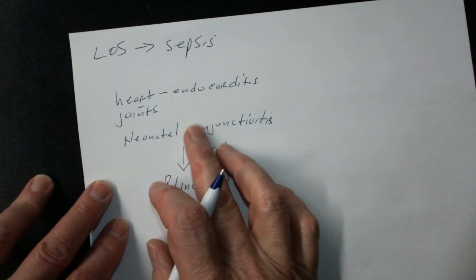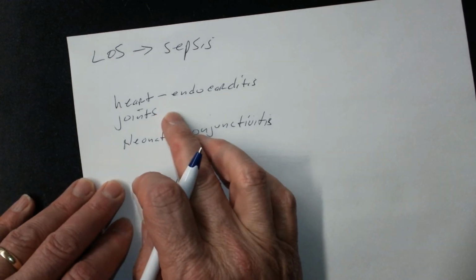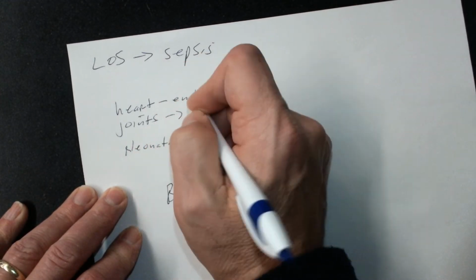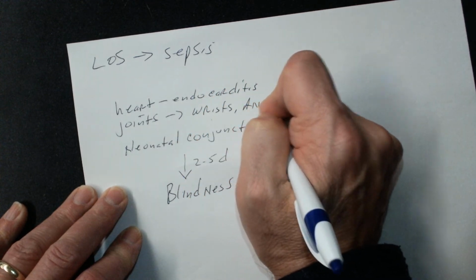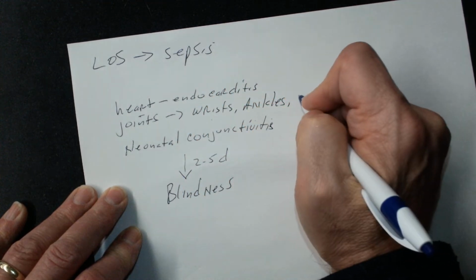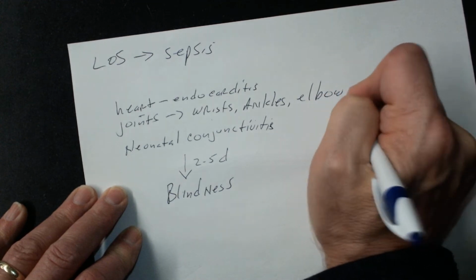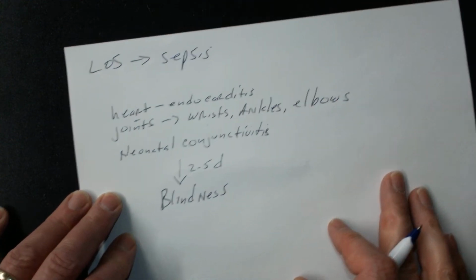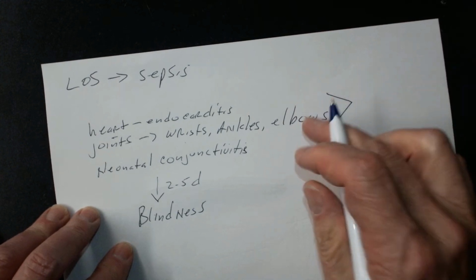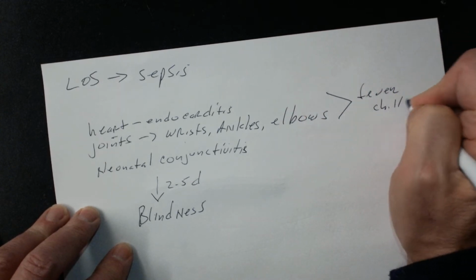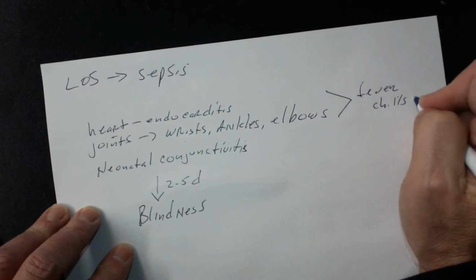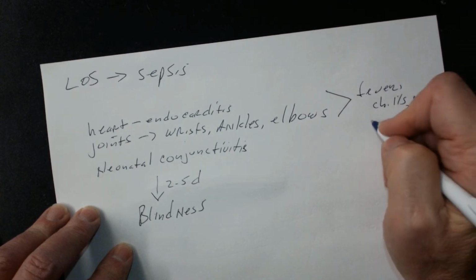Joints that are usually affected, there's usually multiple joints. So the most commonly affected joints are the wrists, ankles, and the elbows. And usually systemically, you'll get things like fever, chills, and malaise.